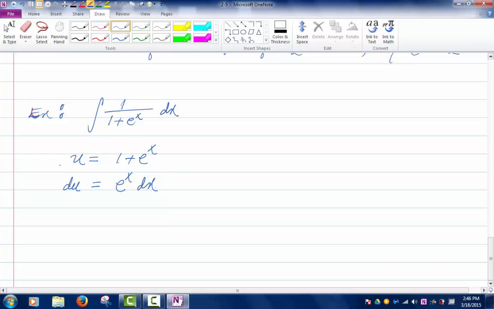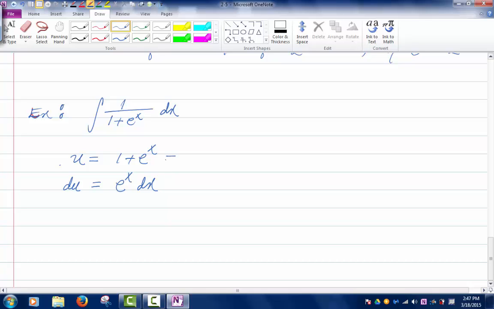I am in a little bit of trouble here. I can replace the integrand now by 1 over u, but then in order to transform dx to du, I need a factor of e to the x. I don't have a factor of e to the x in the integrand, right? So that's the problem that I have.